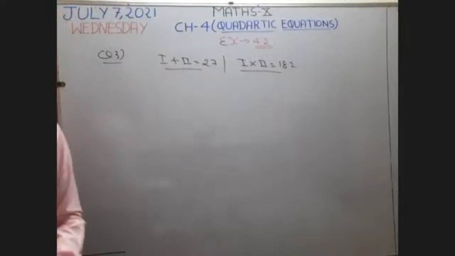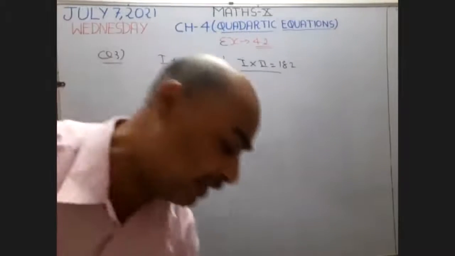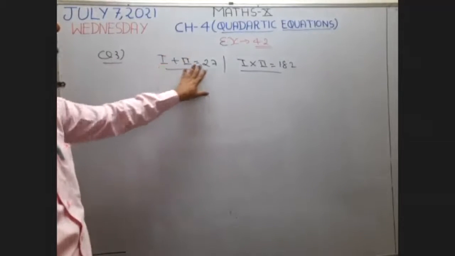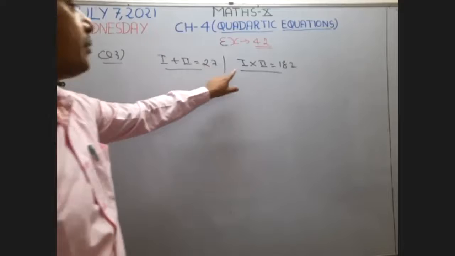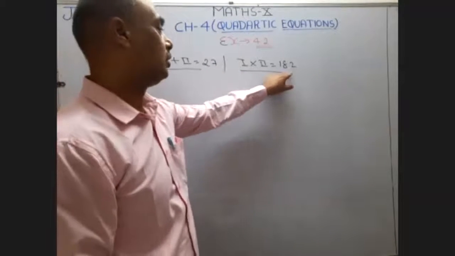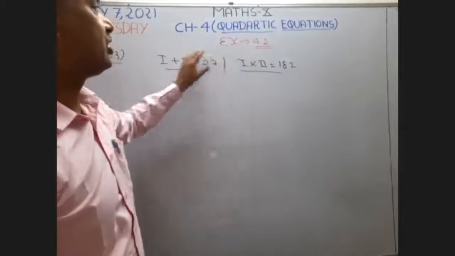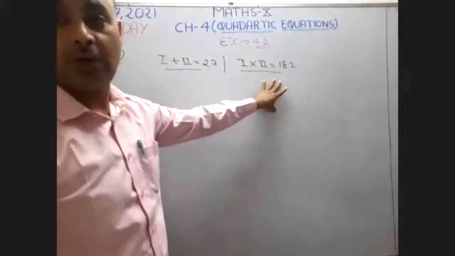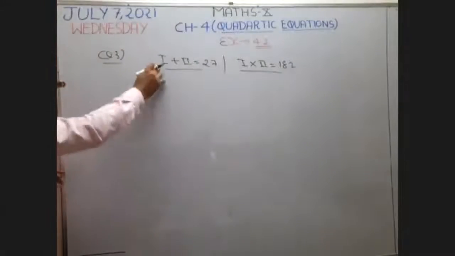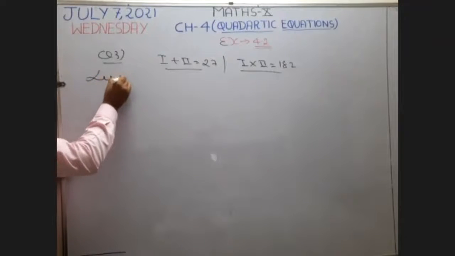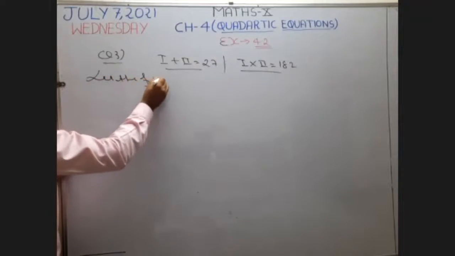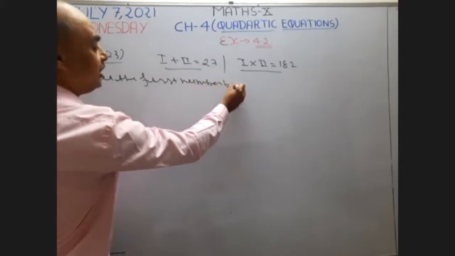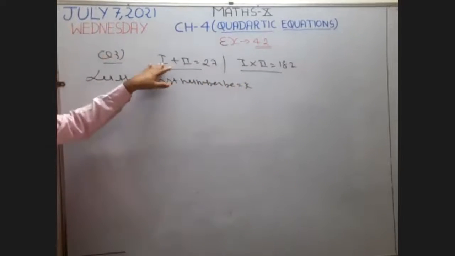I want to convert this statement into the form of a quadratic equation. What is given? Sum of two numbers is 27, and the product of these two numbers is 182. We have to convert the given situation into a quadratic equation. After that, we have to find these numbers also. Okay. Now see what I write. Let the first number be x. I suppose first number x.